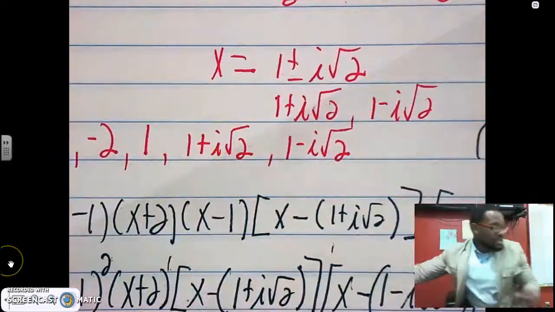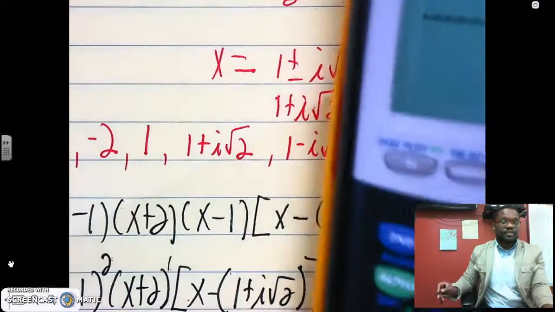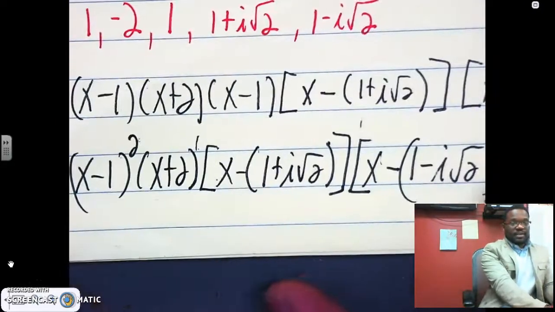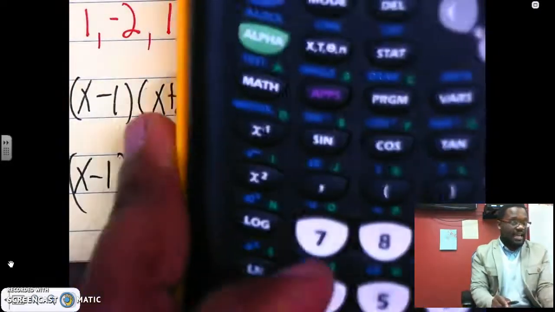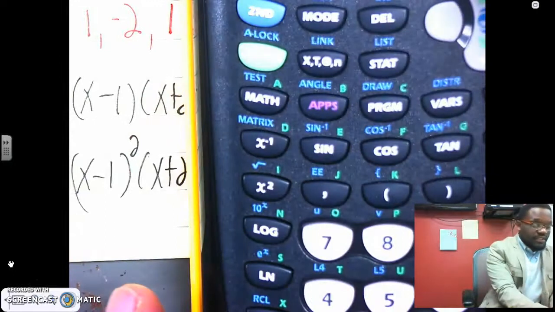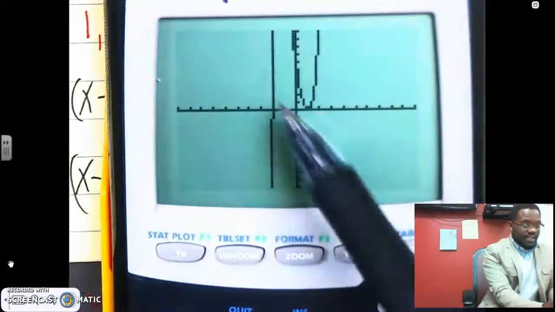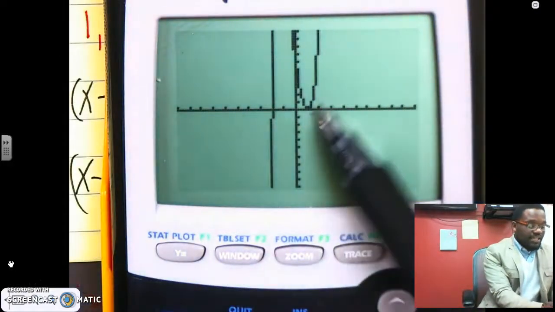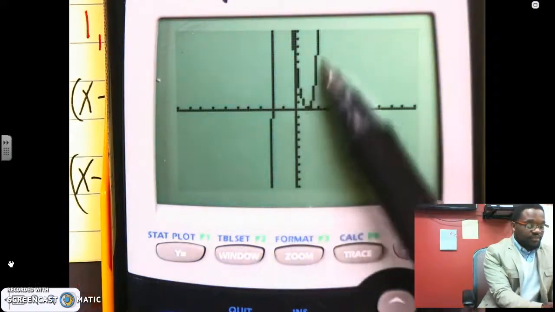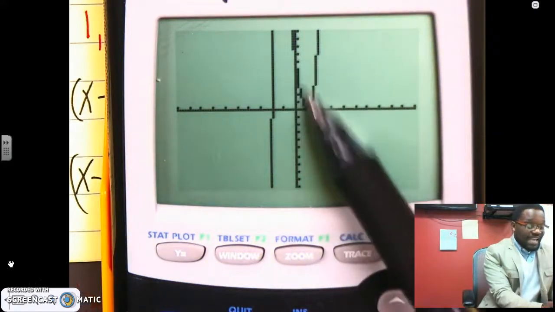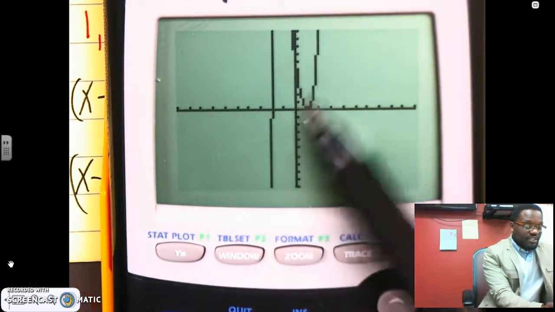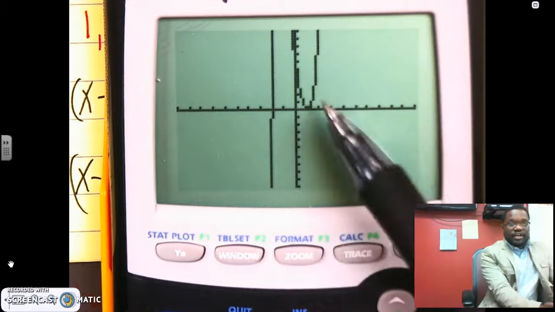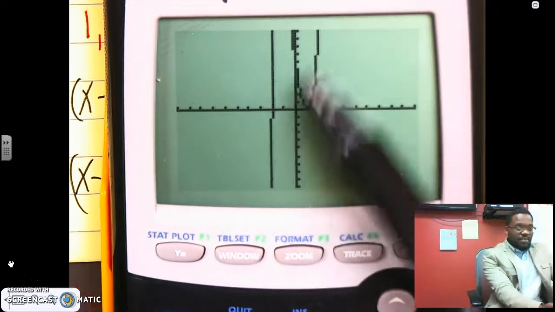Now, let me go back to my graph. Remember, we got, let me zoom, we got x minus 1, and that's an even power. It said it's tangent at 1. See, at 1. Here is 1. You see how it touches? It doesn't cross. What that's telling you is that 1 is actually a factor twice. There's a multiplicity of 2 there because it touches. It bounces off. Or at least 2 because it's an even power.